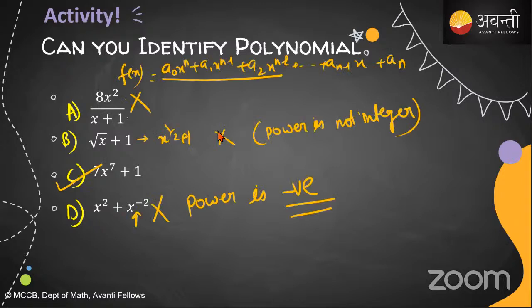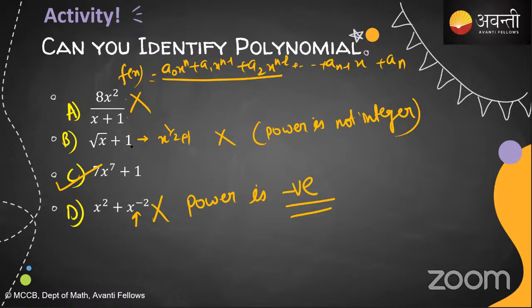Out of A, B, C, D, only C is the correct answer. Right? Is it clear? A is not a polynomial. Why? Because this is expression of x upon expression of x. This is not in the form of a standard polynomial, right? So that's why A is not a polynomial.